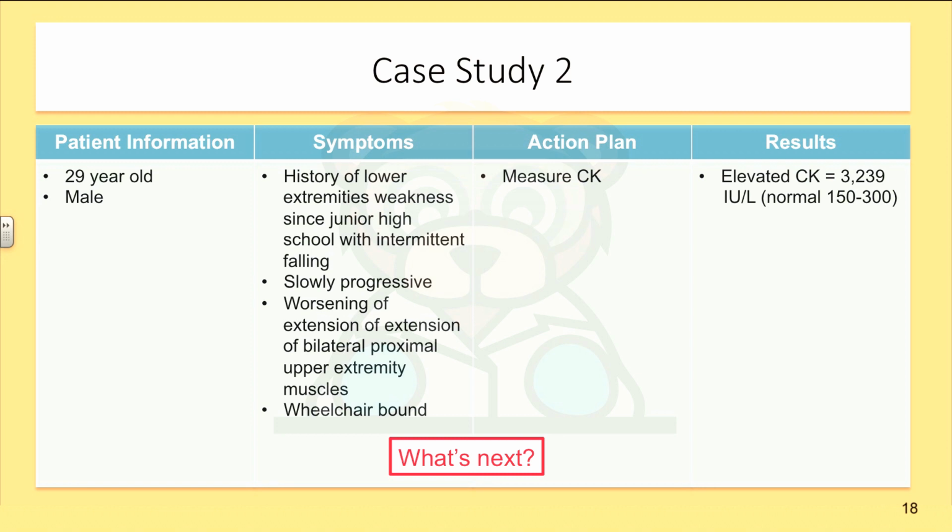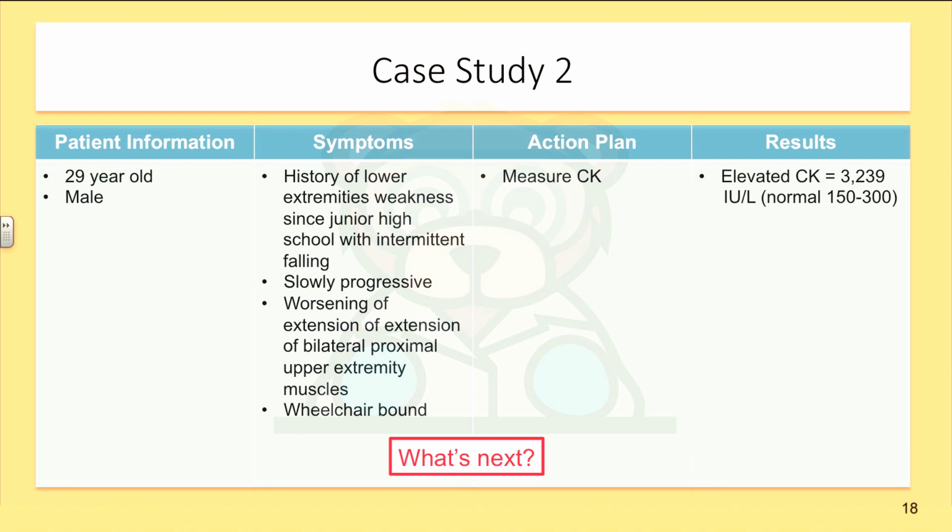Now we are going to look at another case. This time we're talking about an adult. This is a 29-year-old male who, for a very long time, since he was a child, as long as he remembers, has had lower extremity weakness.